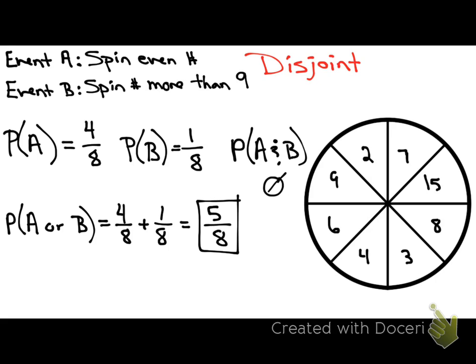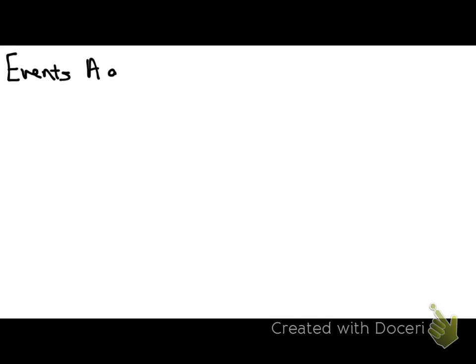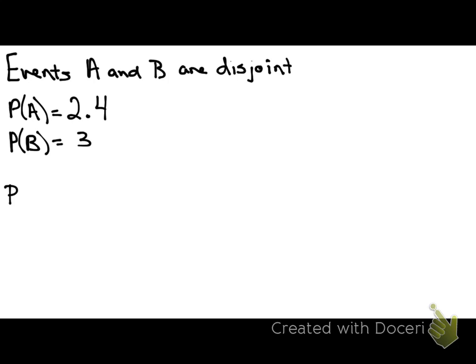All right, now let's look at just a little bit of a different scenario. This is what your homework is going to look like. It's going to go ahead and tell you, so you don't have to look on a spinner and figure out what the probability of A or B is. It's going to tell you straight out.